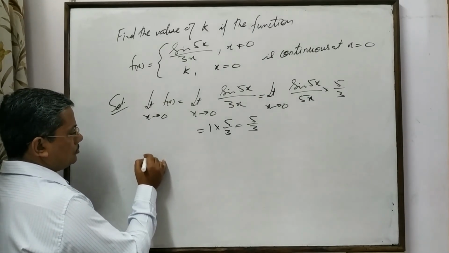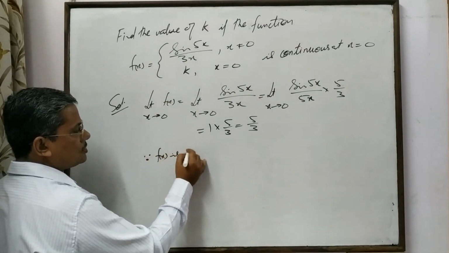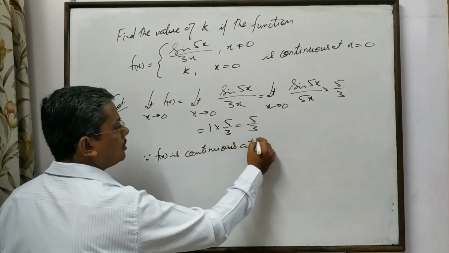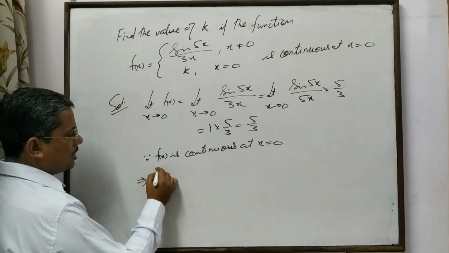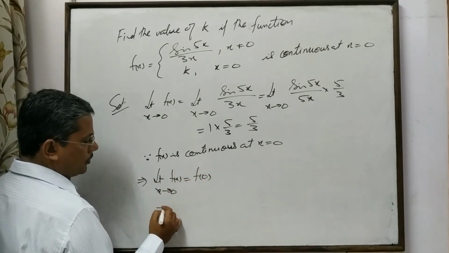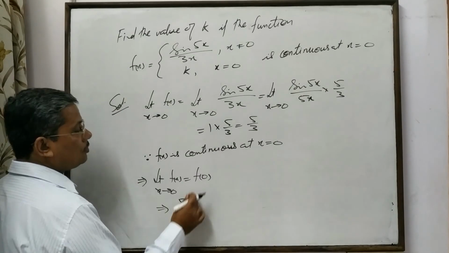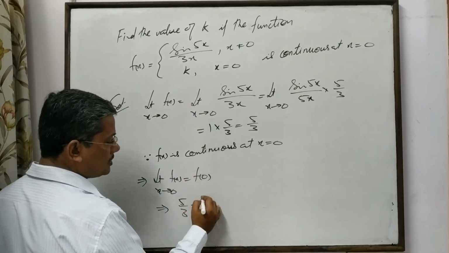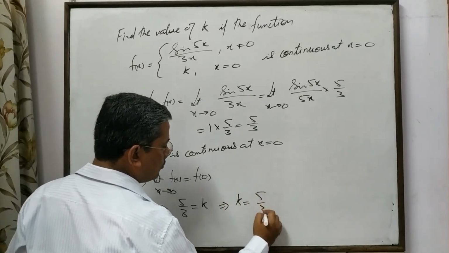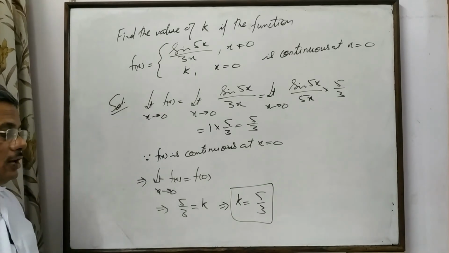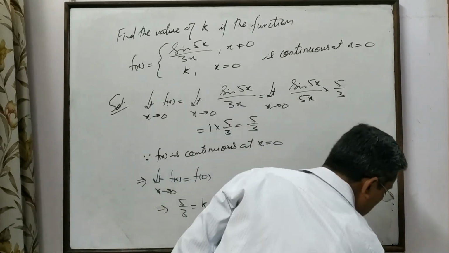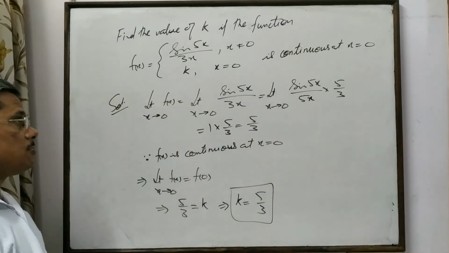Now because f of x is continuous at x is equal to 0, this implies limit x tend to 0 f of x is equal to f of 0 implies 5 upon 3 is equal to f of 0. When x is equal to 0, value of function is k. So k is equal to 5 upon 3. That's how we calculate unknown in this kind of questions. Let's take another question, one more question, then we'll sum up this lecture.